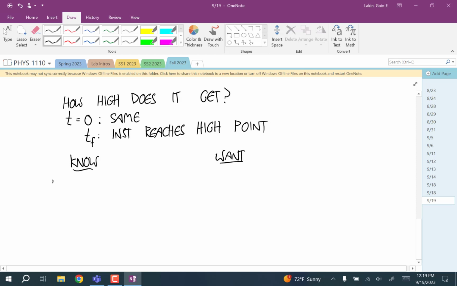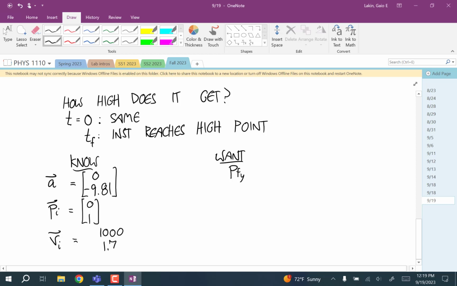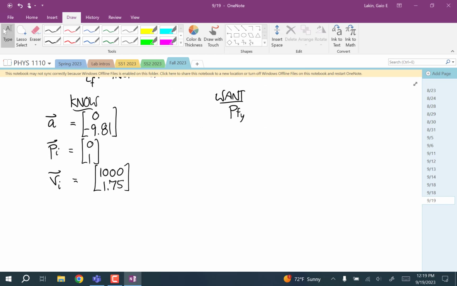We don't know time final. We know the acceleration. The initial position is 0, 1. We want PFY. VI is what it was before, 1,000 for X, 1.75 for Y. And since this is the highest point, we know that VFY is equal to 0.